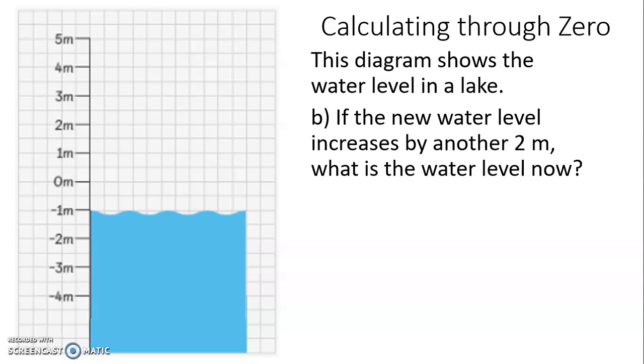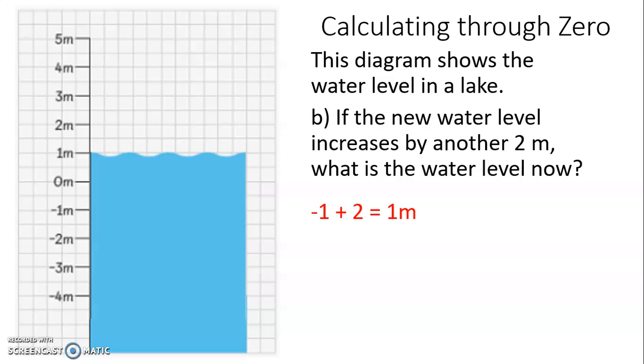B. If the new water level, so -1 meter in this case, increases by another 2 meters, what is the water level now? So it's going to increase by another 2, so it's going to move up towards and through 0 by 2. What is the new water level now? It is 1 meter.